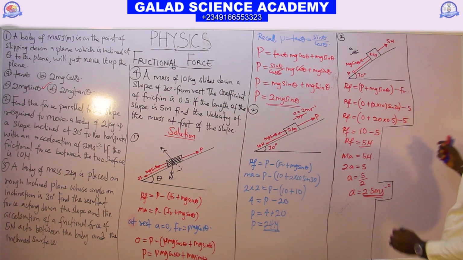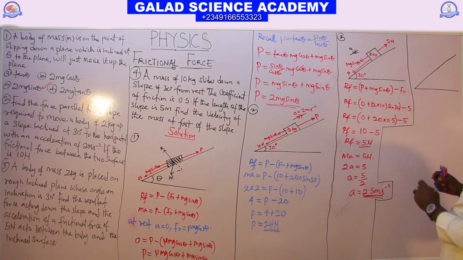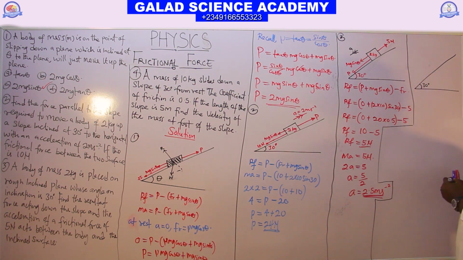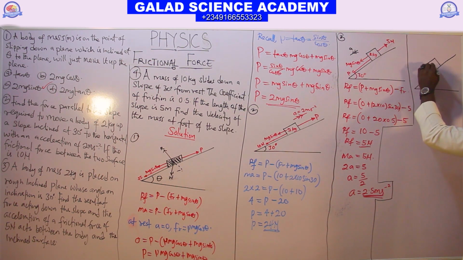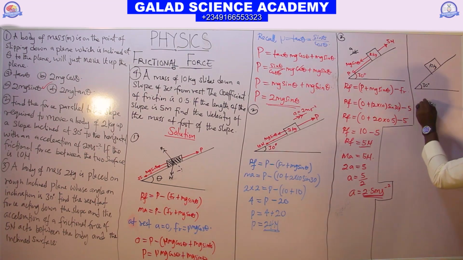This is the body on an inclined plane at an angle of 30 degrees. The mass of the body is 10 kg. The coefficient of friction is given as 0.5.